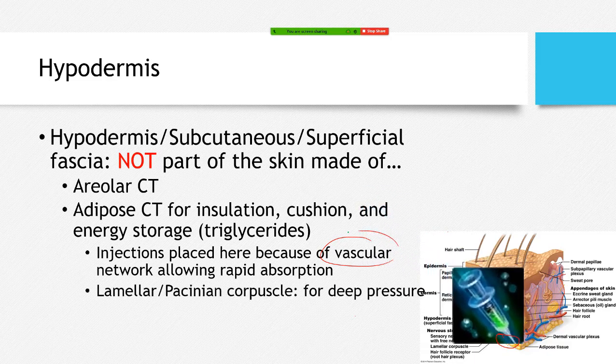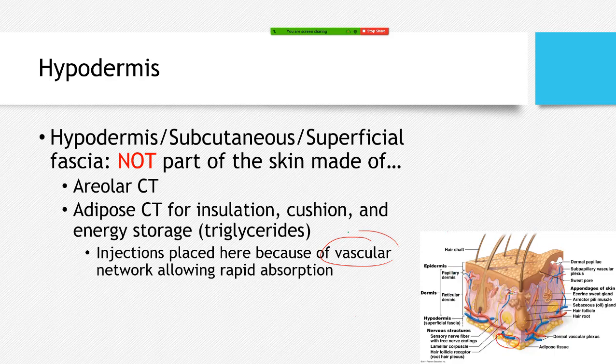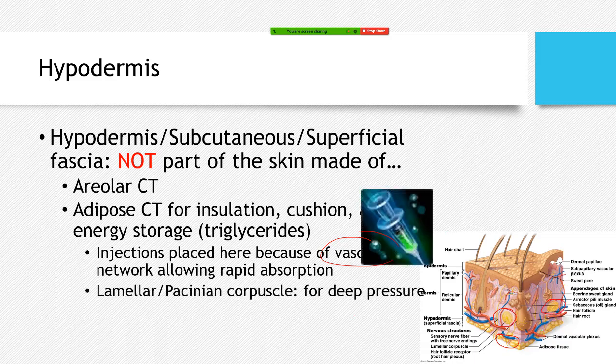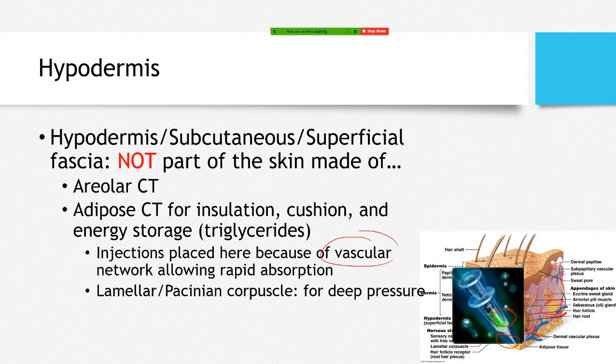Okay, so there is one more structure here. It's called the lamellar or Pacinian corpuscle. The Pacinian corpuscles are lamellar corpuscles. These are for deep pressure sensation. So if you're leaning against someone or if someone's pressing against you, it's going to activate this lamellar or Pacinian corpuscle.